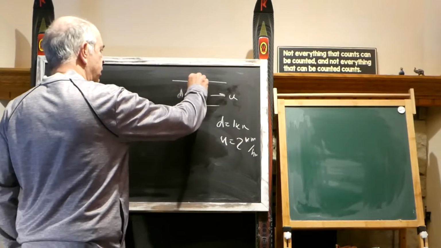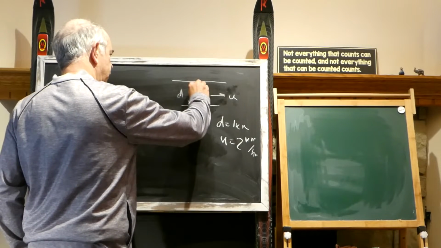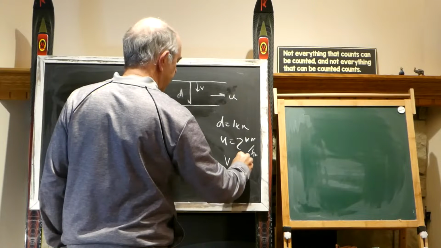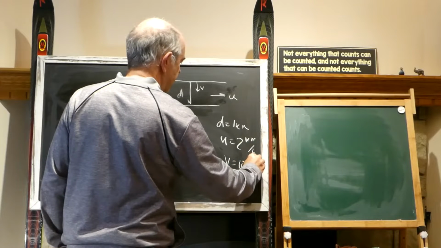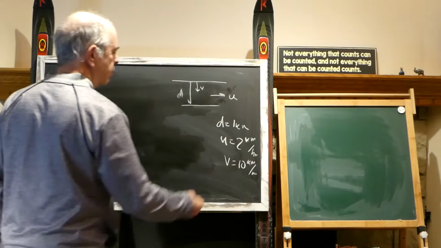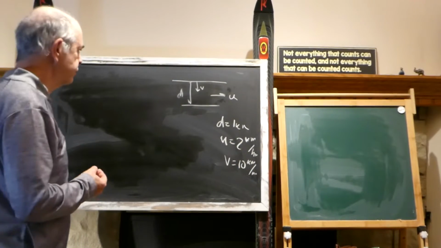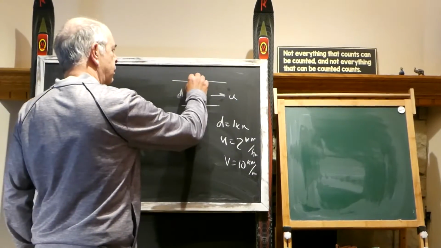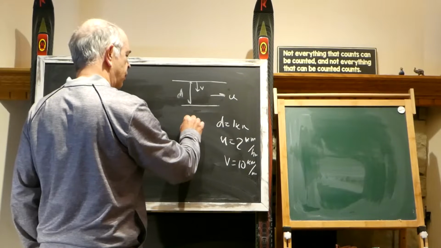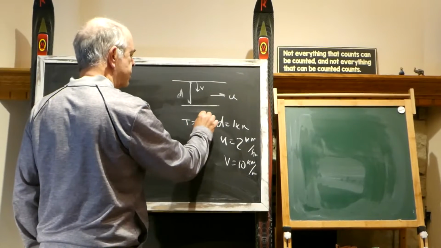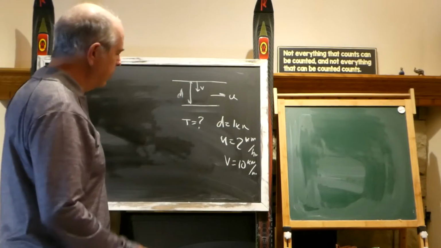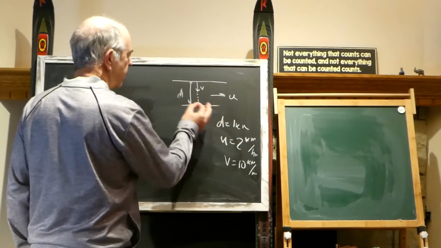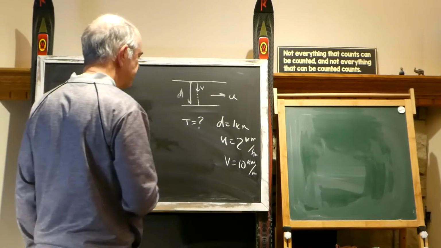And there is a boat that goes this way. And velocity of the boat is v, I don't know, 10 kilometers an hour. And this is again not a very fast boat. And the question is, what will it take for the boat to cross the river, the time, and also where it will end? Will it end just across, or maybe it will be shifted a little bit?